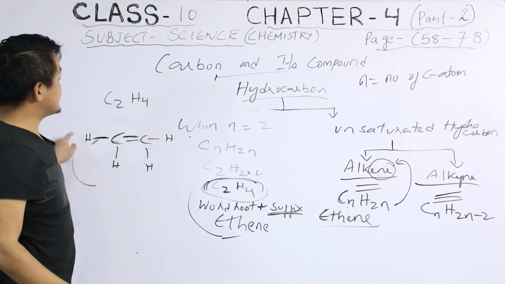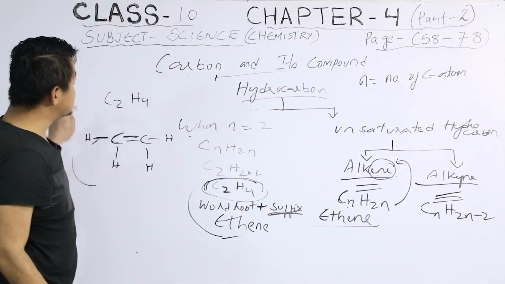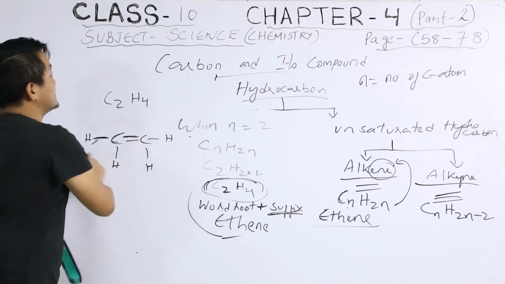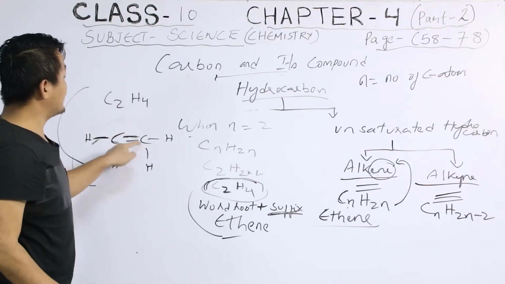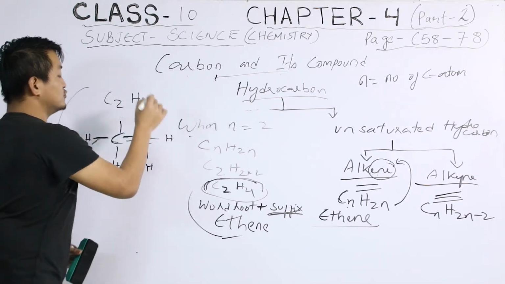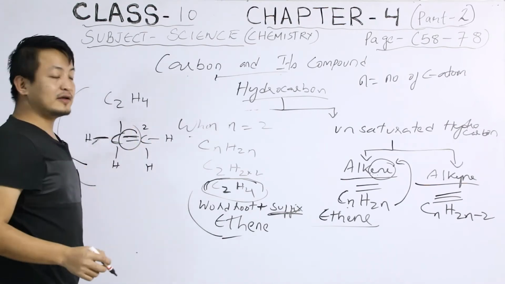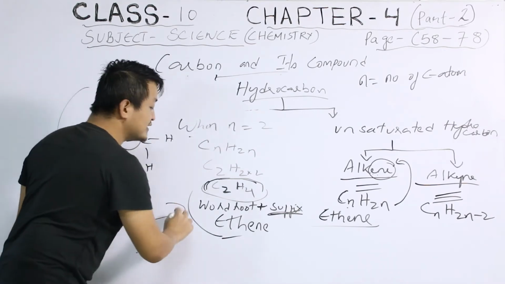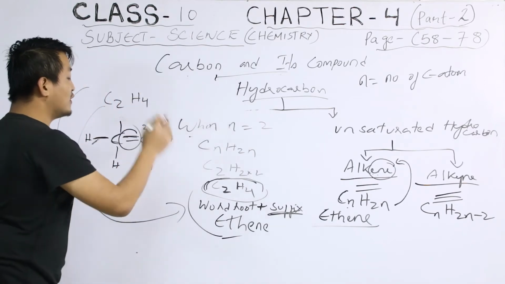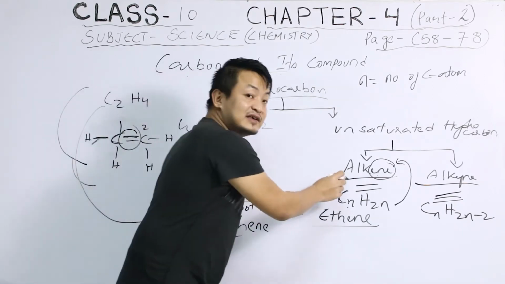Now students, see this structure, and just from this structure you can name this compound. We have 2 carbon atoms, 1, 2, that's why eth. And then we have this double bond, that's why ethene. So this is one such example for alkene.